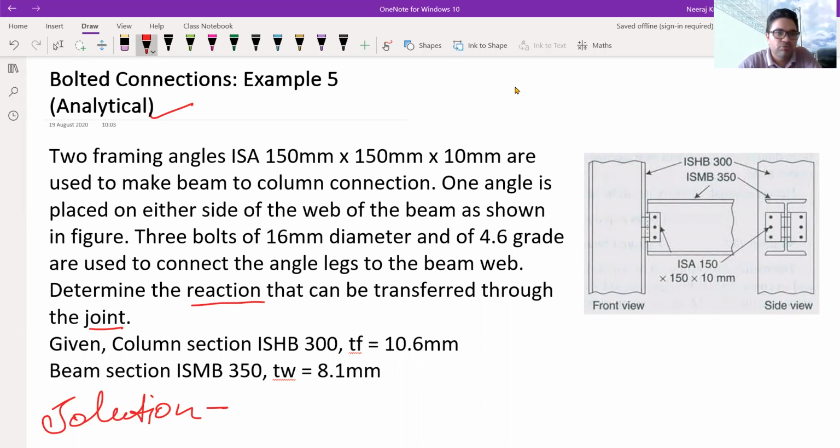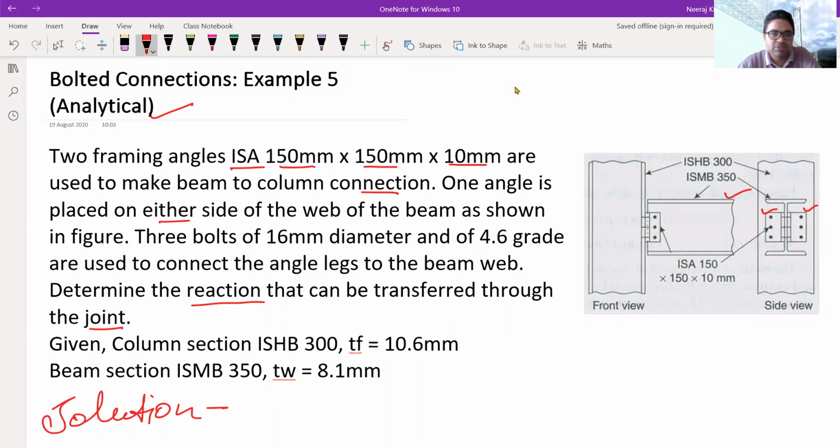It says two framing angles, ISA, and their dimension is 150 mm by 150 mm by 10 mm. They are used to make a beam to column connection. One angle is placed on either side, which means one angle each is placed on both sides as shown in the figure. Like in the figure, there is one angle and the other angle. So in between them, there is this I section, this beam.